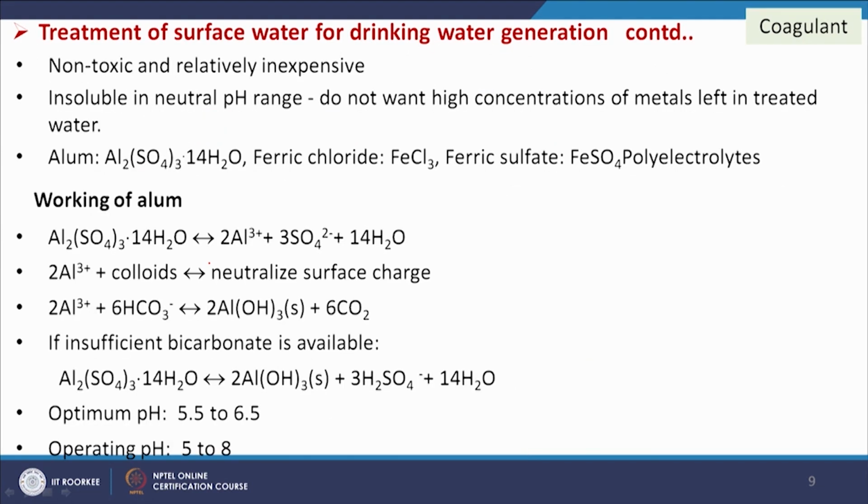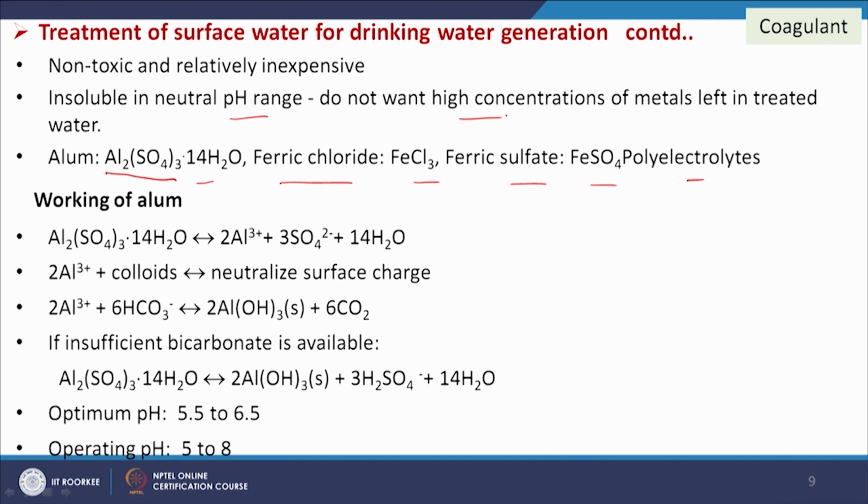Now, coagulants, how they work, we will see here. Some common examples of these coagulants are alum, Al2(SO4)3·14H2O, ferric chloride FeCl3, ferric sulphate Fe2(SO4)3, and polyelectrolytes. So, these are the different materials which are used, and these are normally non-toxic and relatively inexpensive. If it is toxic, we will never use it for the treatment, because that will be dangerous for health, and they are insoluble in the neutral pH range, as we do not want high concentrations of metals left in treated water.